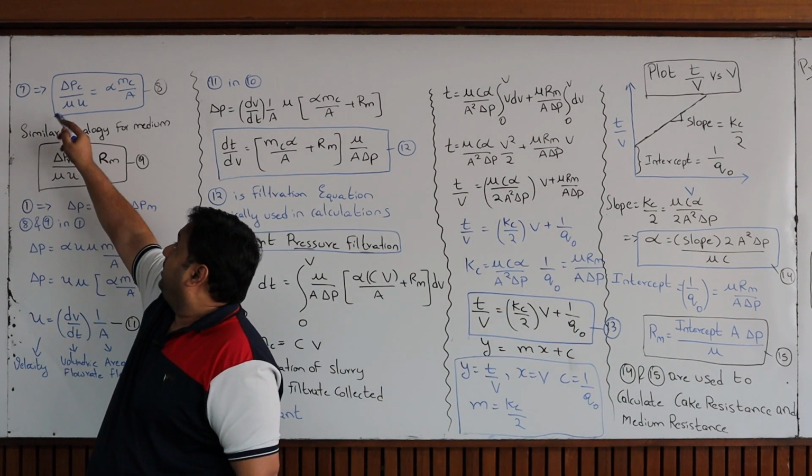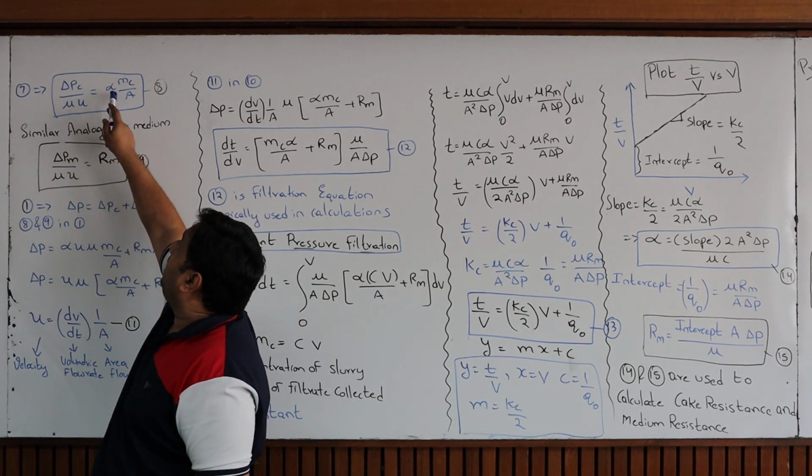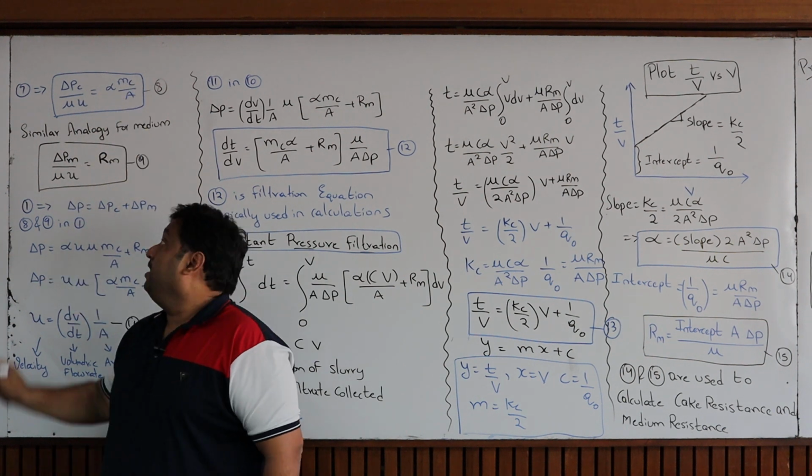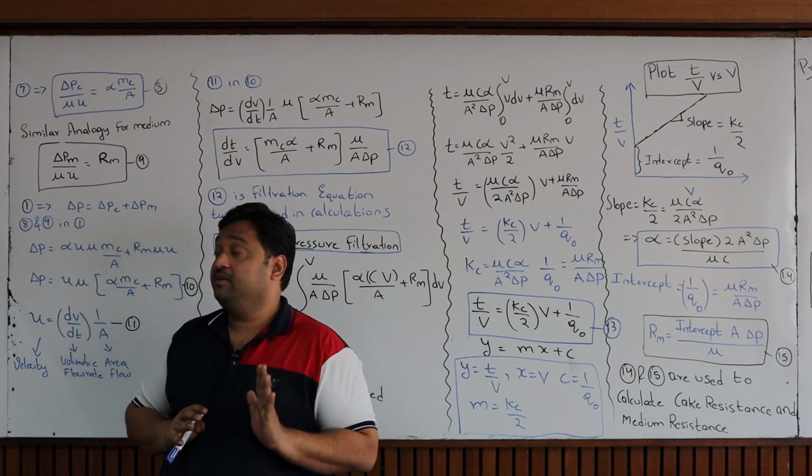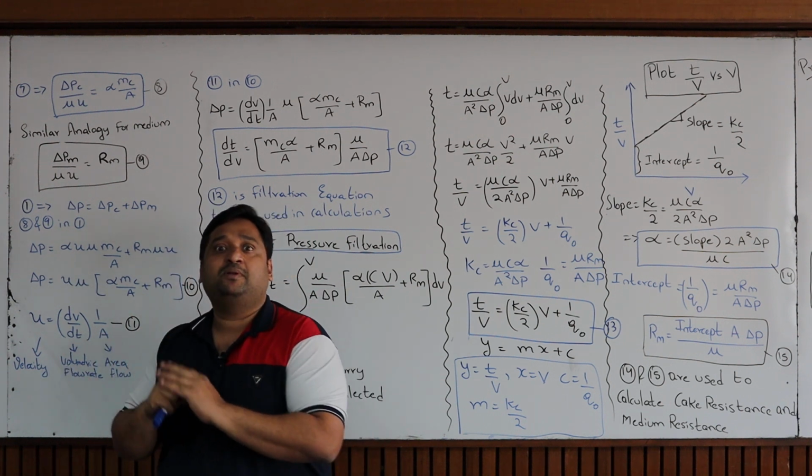Yeah, if I take delta Pc by u into mu, it is nothing but alpha into mc by A. Okay, this we have got. What is the pressure drop that happens in the cake? Next, what is the pressure drop that happens in the medium?